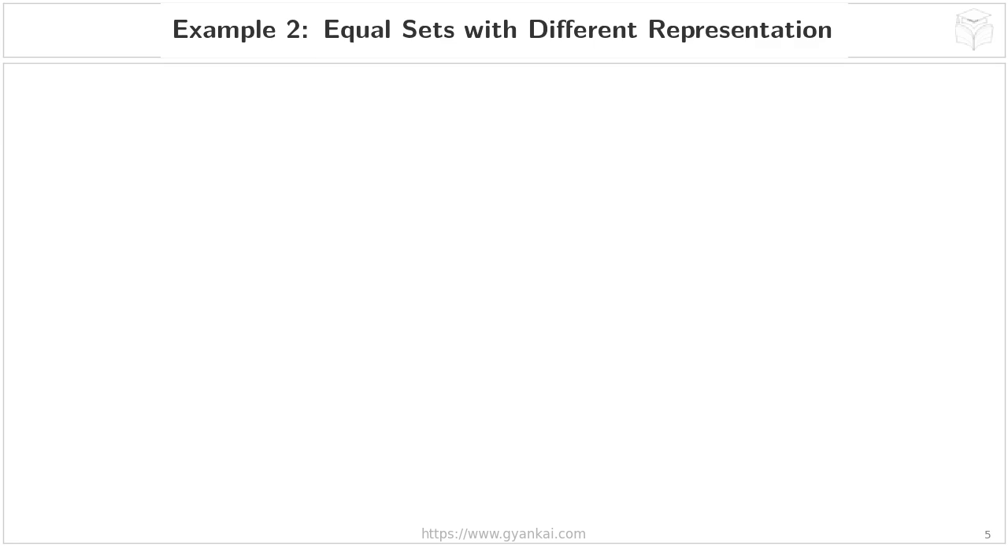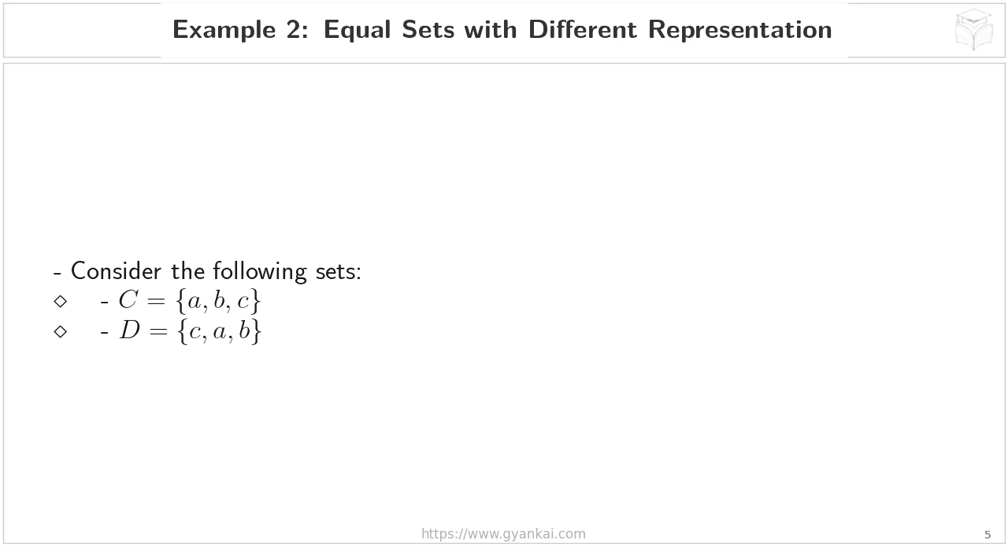Example 2. Equal sets with different representation. So let's move on to another example to really solidify our understanding of equal sets. On this slide, we're looking at two sets which we've labeled C and D. Set C contains the elements B and C, and set D contains the elements C, A, and B.